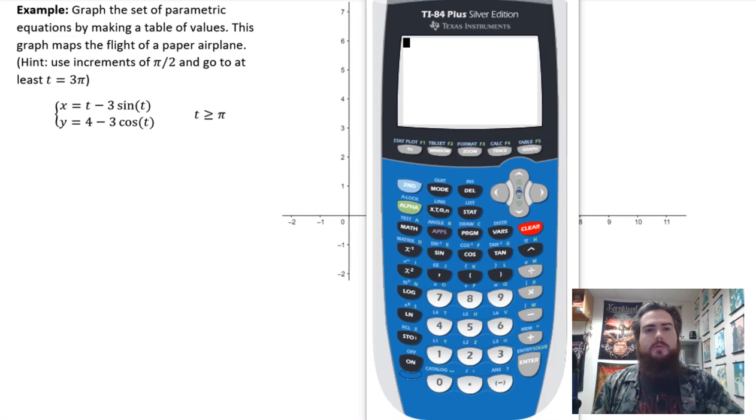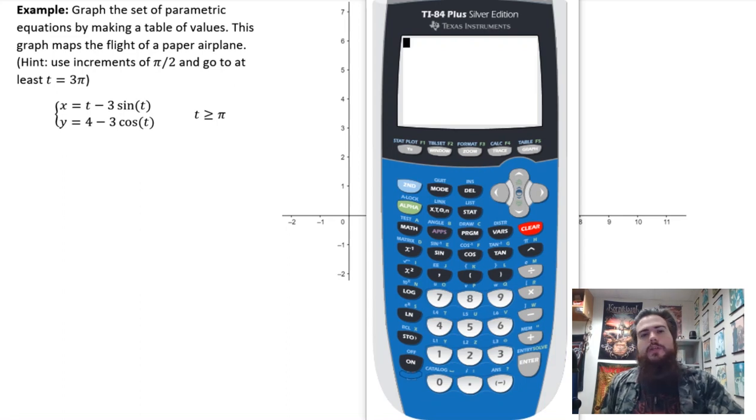In this example, we will graph the set of parametric equations by making a table of values. This graph will map what I call the flight of a paper airplane, and I recommend using increments of pi over 2 to go to at least t equals 3 pi. The equations we'll be working with are x is equal to t minus 3 times sine of t, and y is equal to 4 minus 3 times cosine of t.